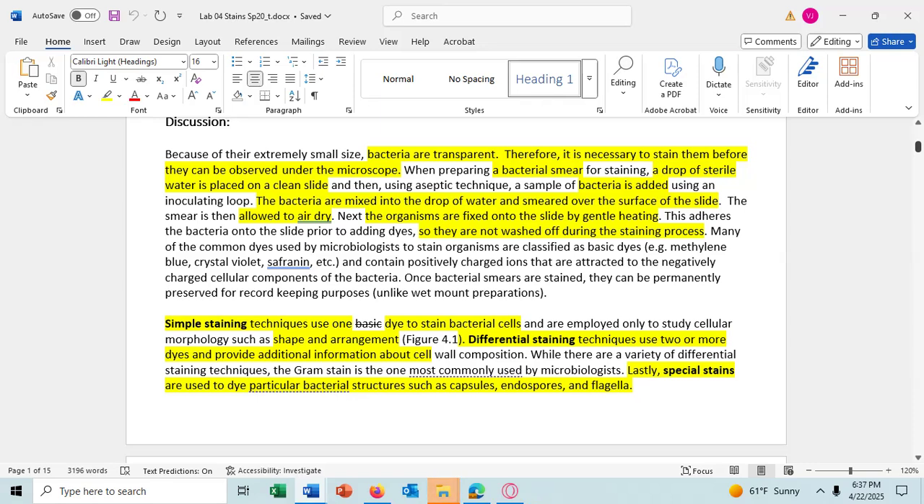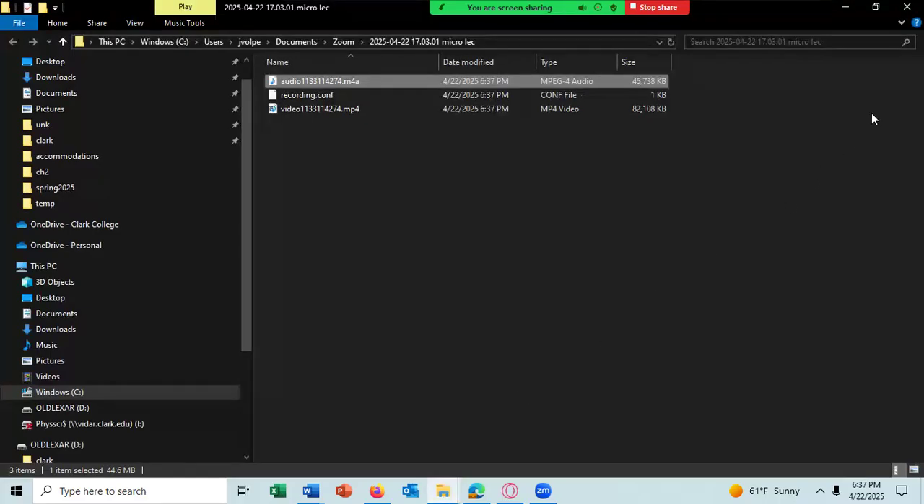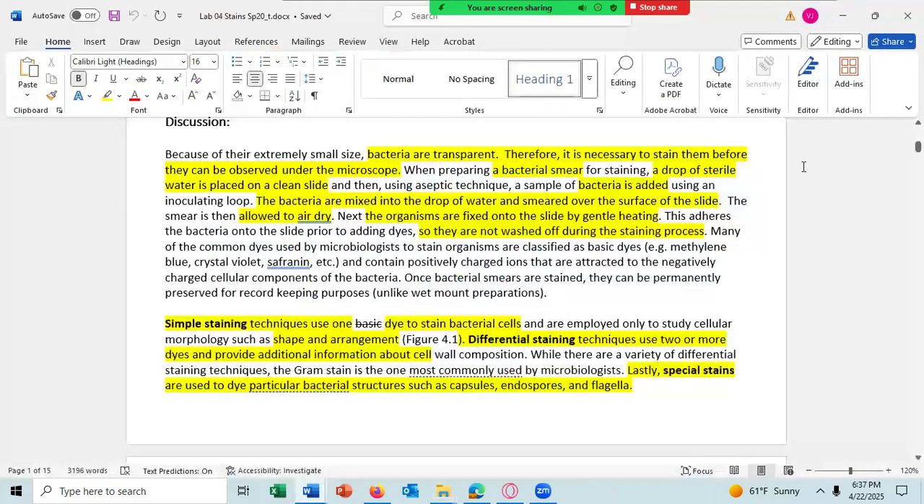during the staining process. And it looks like the lecture file just finished. And so my computer will start working a little faster now.